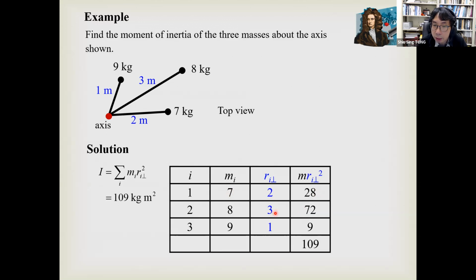For the 8 kg mass, the distance is 3, so 3 squared times 8 is 9 times 8, which is 72. For the 9 kg mass, the distance is 1, so 1 squared times 9 is 9. And we sum up these three numbers to get 109. So the moment of inertia is 109 kilogram meter squared. The unit for moment of inertia is kilogram meter squared, that is the SI unit, because I has the dimension of mass, which is kg, times the dimension of length squared, which is meter squared.